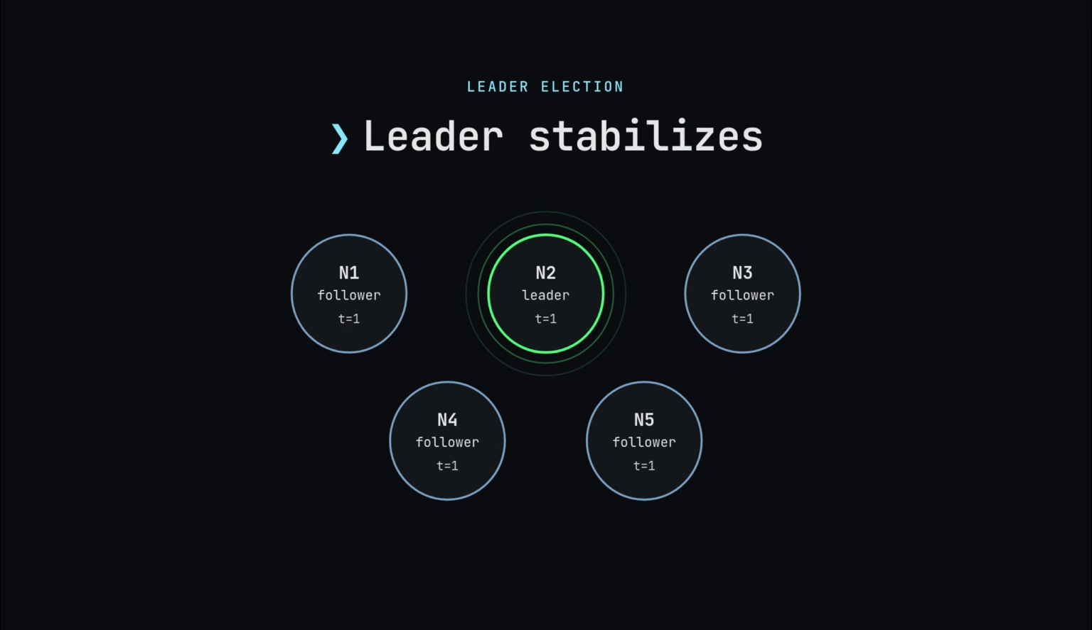Now, the leader, N2, has a job besides winning, and that is to stay the leader. It sends append entries, the empty versions, as heartbeats in a loop. Each one resets the follower's election timers, and so it prevents them from timing out. As long as those land in time, nobody starts a new race. And this is now a stable cluster. Writes can happen, and it can go on.